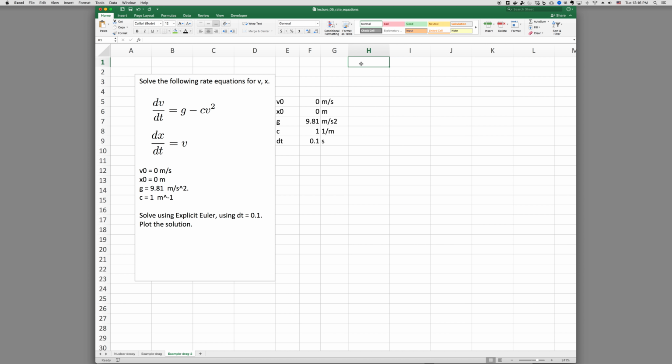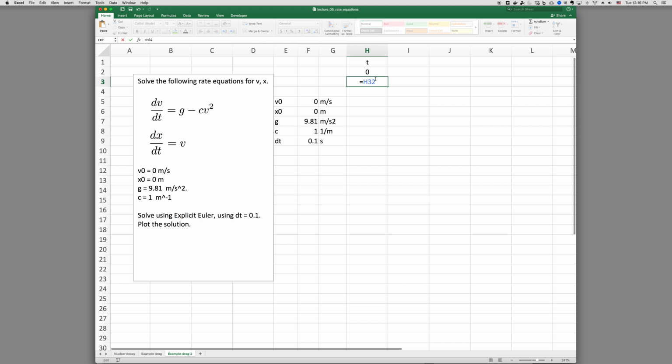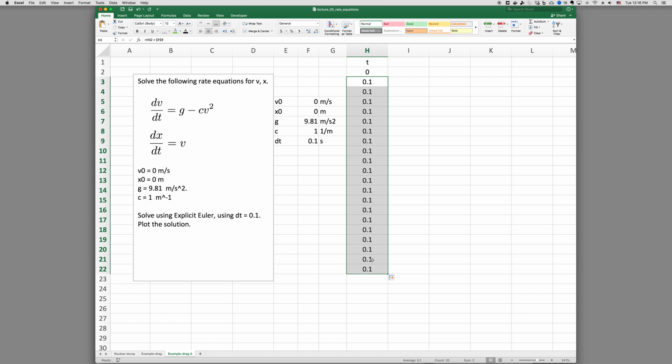So we'll have t, 0, and the next point is the old point plus our step size. Lock that cell, and we can fill it down. Whoops, must have made a mistake. Equals the old point plus the step size, and fill that down.